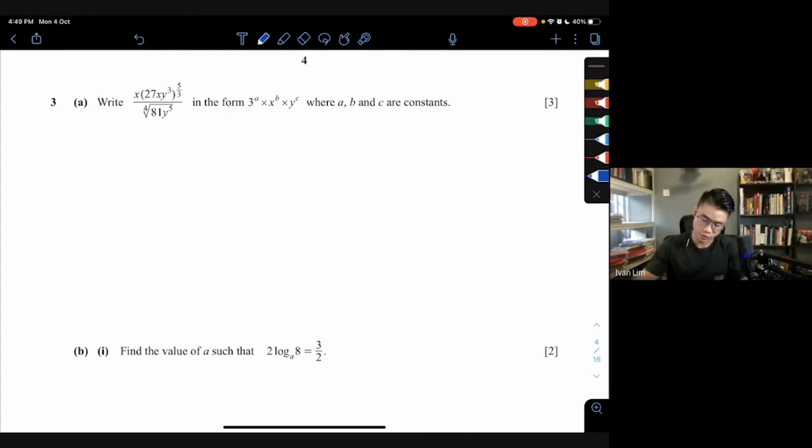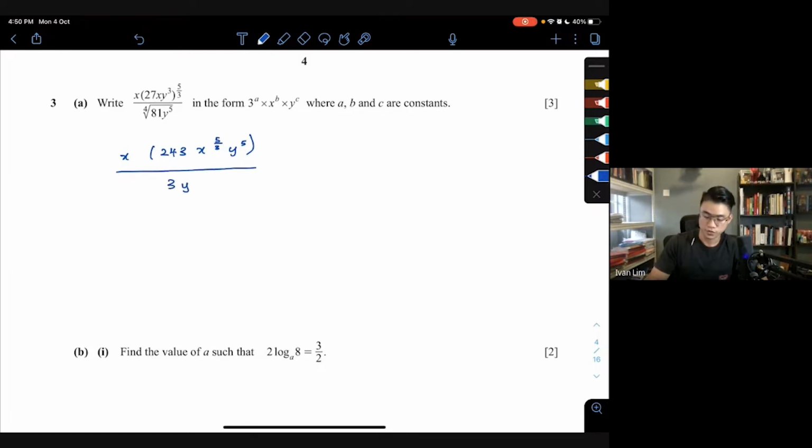Write this expression in the form 3 to the power a times x to the power b times y to the power c, where a, b, and c are constants. Okay, so everything according to your indices. Let's just break it down. You get 243 times x to the power 5 over 3, y to the power 5 over 3, y to the power 5 over 4. Simplify it carefully.